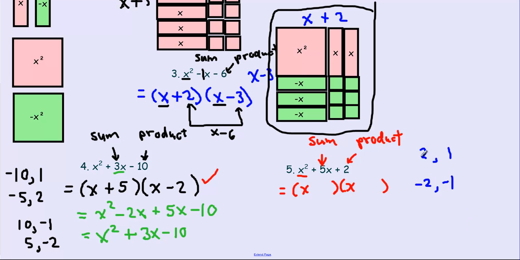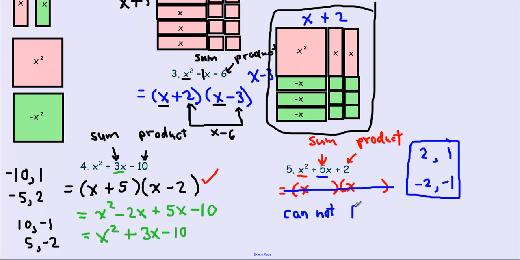That's also correct. But we're looking for pairs of numbers that add to this 5. See, 2 and 1 don't add to 5. Negative 2 and negative 1 also don't add to 5. So if this is an exhaustive list, if that's all the possible numbers that multiply to positive 2, and it is, then this doesn't factor. It's not possible to factor. So sometimes it isn't possible to factor. So in that case, you would write something like cannot factor.